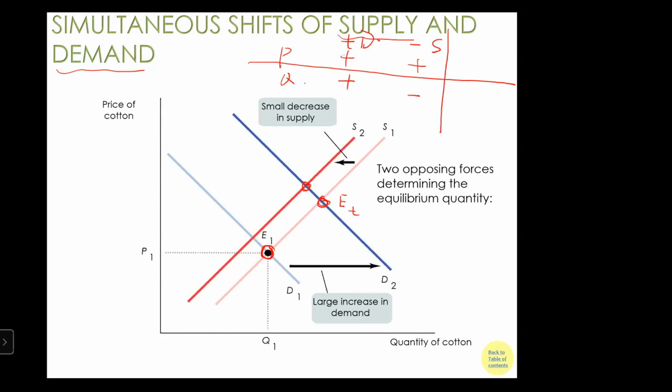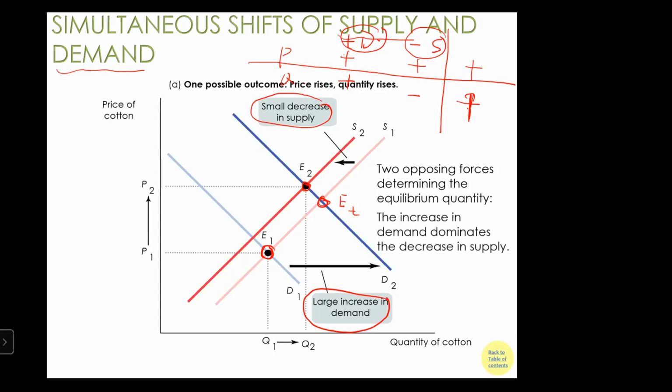So you can clearly see the impact on price is going to be positive. But in terms of quantity, it's going to depend on what? Depending on which impact dominates, right? Is it demand dominance or supply dominance? In this particular example, the increase in demand is larger compared to the decrease in supply. So hence you have a positive sign here, right?